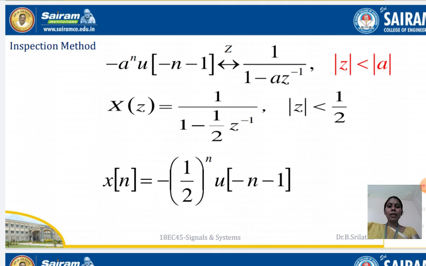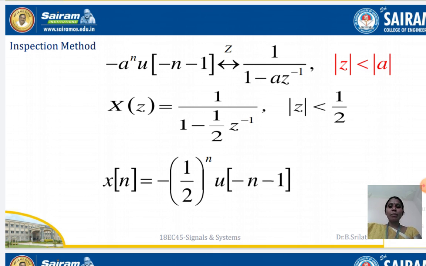So by observing these two equations, we can conclude that the inverse Z transform of the given sequence is x of n equal to minus 1 by 2 whole power n into u of minus n minus 1, because in this case mod of z is less than 1 by 2, with the same expression. In the previous problem, mod of z is greater than 1 by 2, which gives u of n. We already did this in the previous lecture, so we know how to find the Z transform. From that, by inspecting the given Z transform formula, we can directly write its inverse Z transform. Clear?